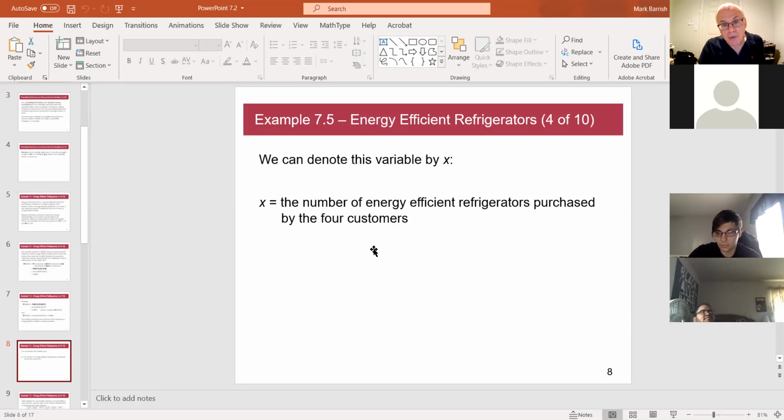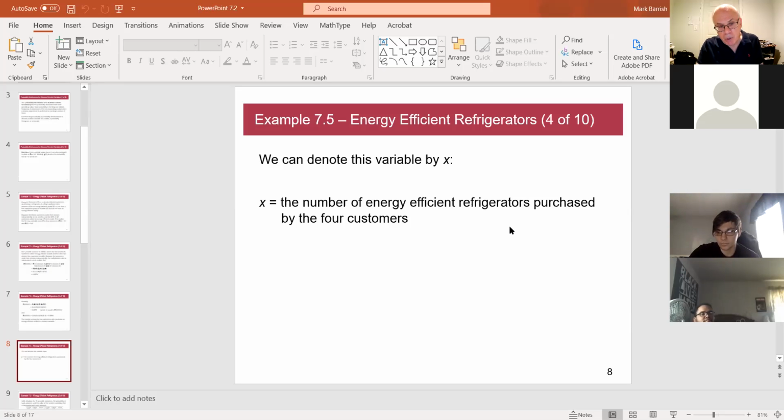X will go from what for this? Well, certainly it's possible that none of the 4 people walking in will buy energy efficient refrigerators. So X could be 0. You could have 1 of the 4, 2 of the 4, 3 of the 4, or all 4 of the 4 selecting energy efficient refrigerators. So the random variable X has 5 possible values, starting at 0, then 1, 2, 3, 4.